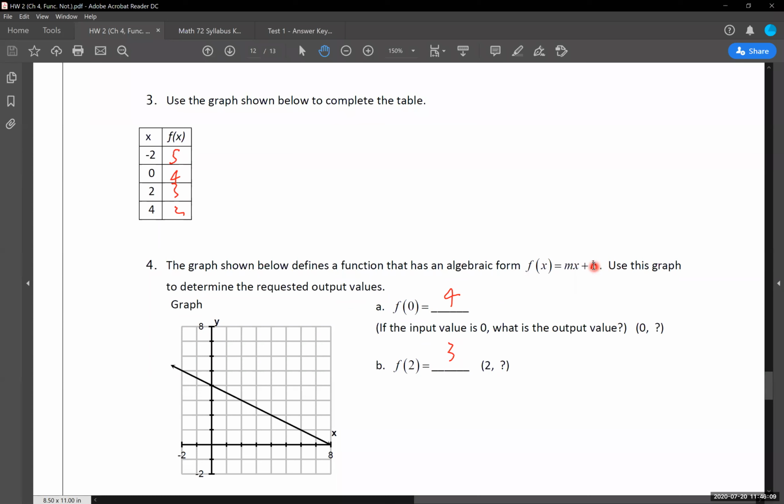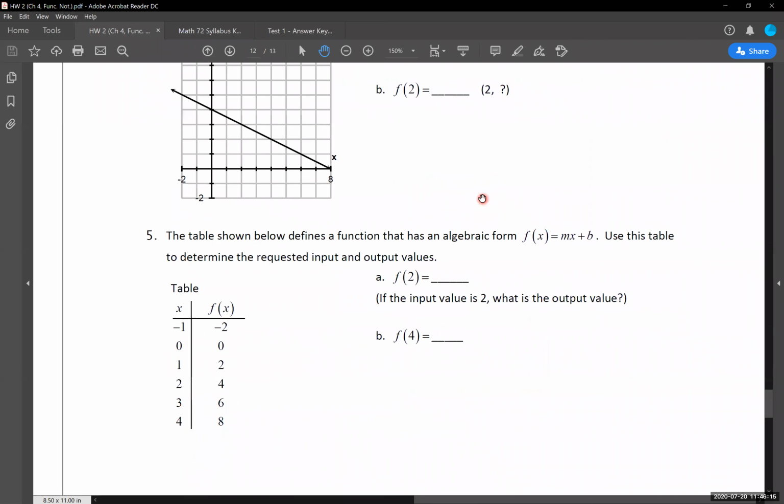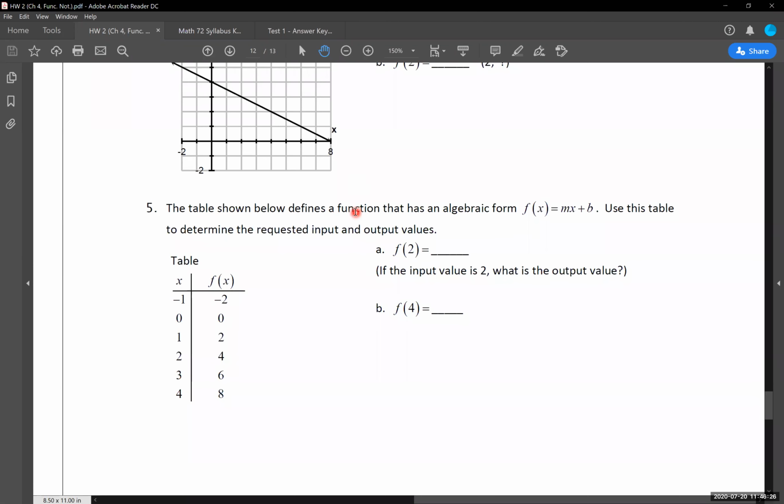So let's jump to our next part that we have here. Clear these out. We'll scroll down. I think this has more parts to it on the next page, but I could be mistaken here. It doesn't. Okay, so the table below defines a function that has an algebraic form f of x is equal to mx plus b, slope-intercept form. Use this table to determine the requested input and output values.